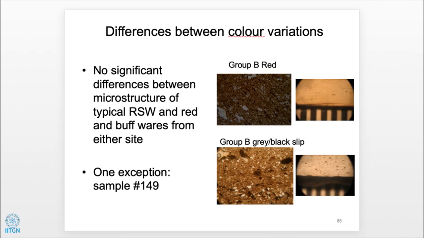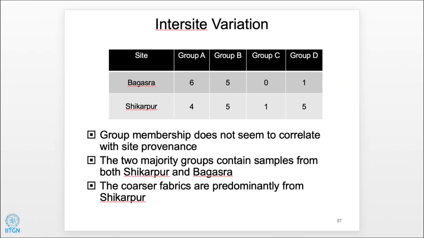But when we study these two sites, there are group A, group B, group C, group D. Six sets of samples from Bagasra and four sets from Shikarpur fell into group A, and five sets from each site fell into group B. From Bagasra nothing fell into group C, but one set from Shikarpur did. In group D, five sets from Shikarpur fell in, and one set from Bagasra.